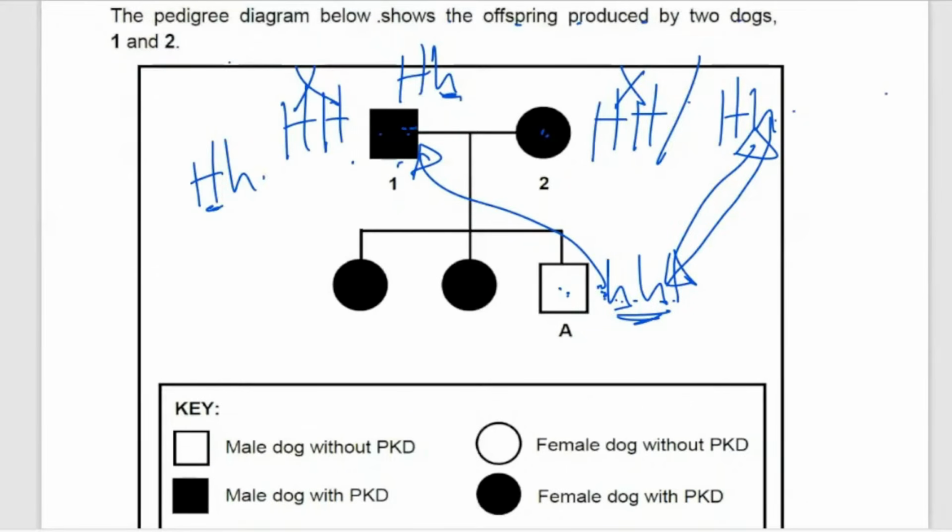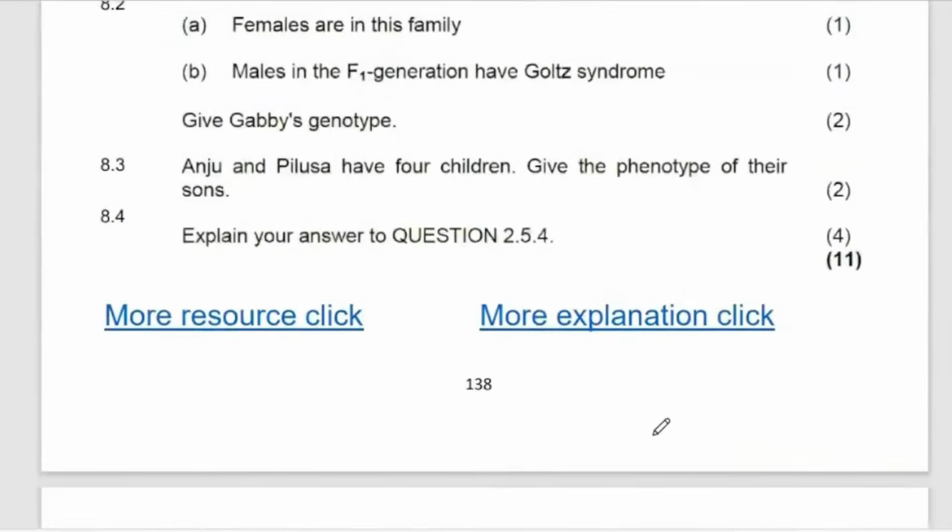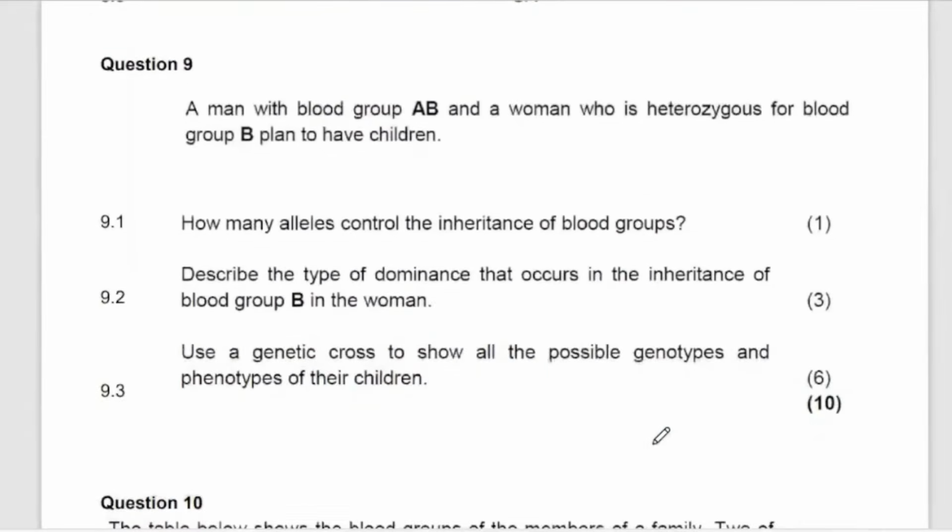Okay, guys, let's go back to blood group. I think you have got it. I'm no longer confusing you. How many genes control blood group? It is one gene. How many alleles control blood group? One gene, and that gene is blood group.